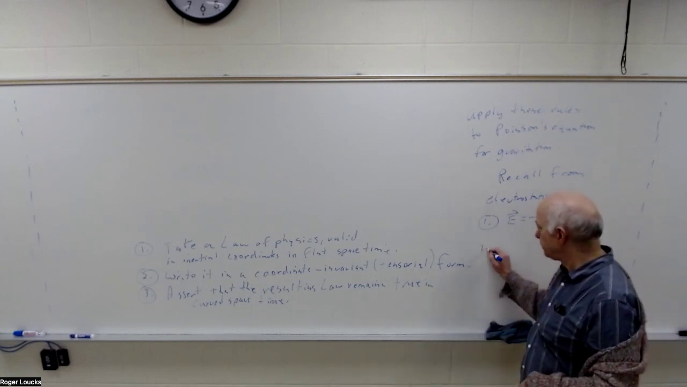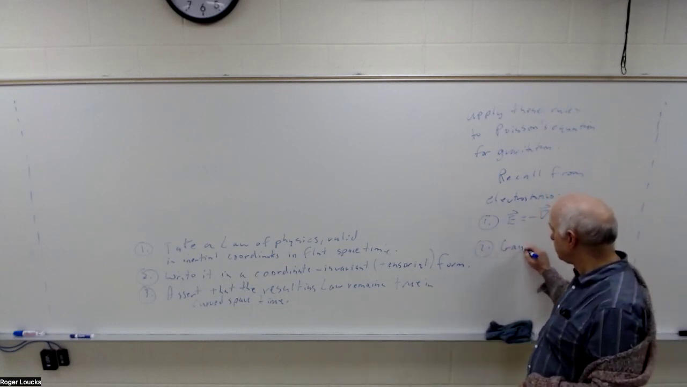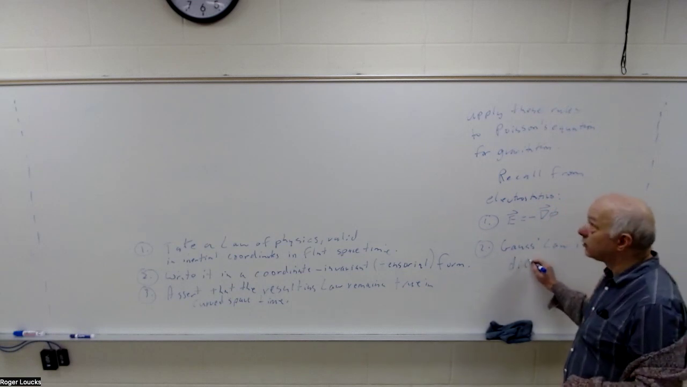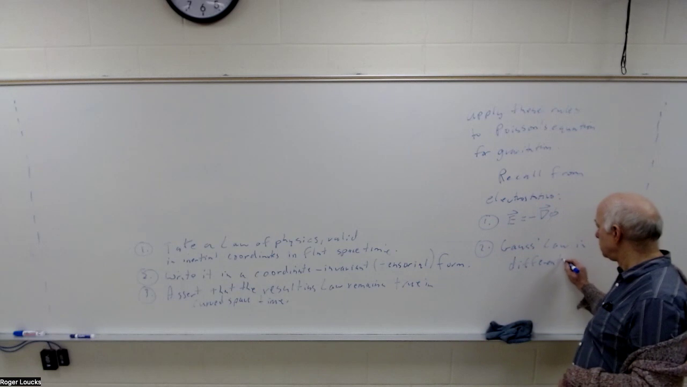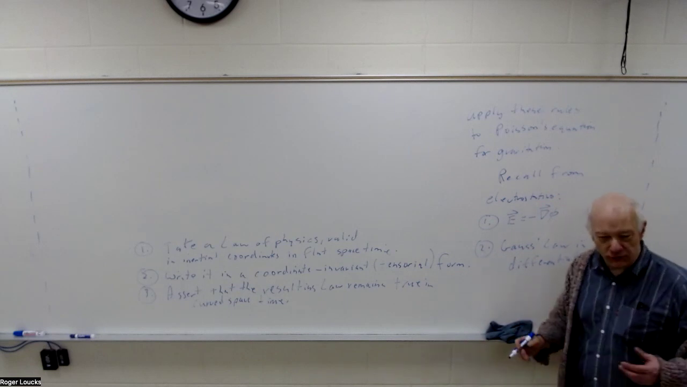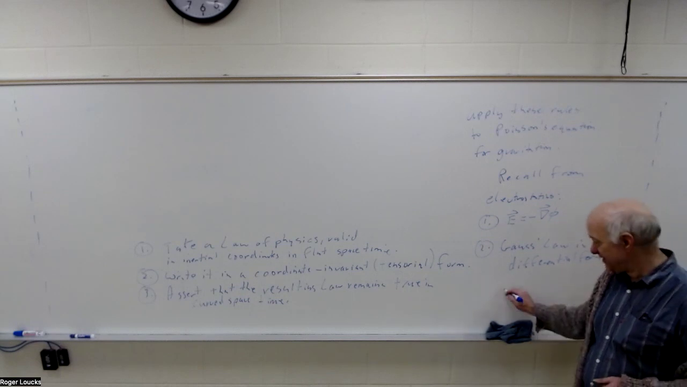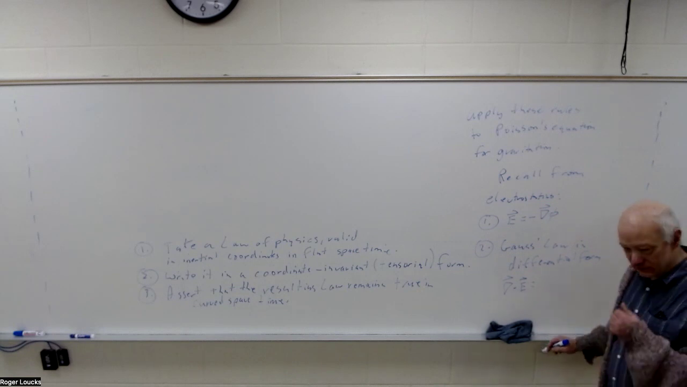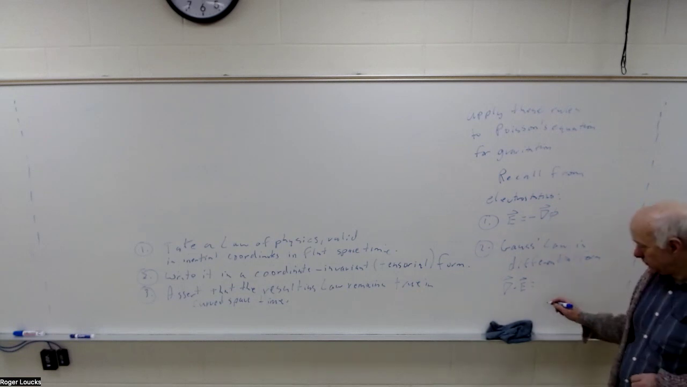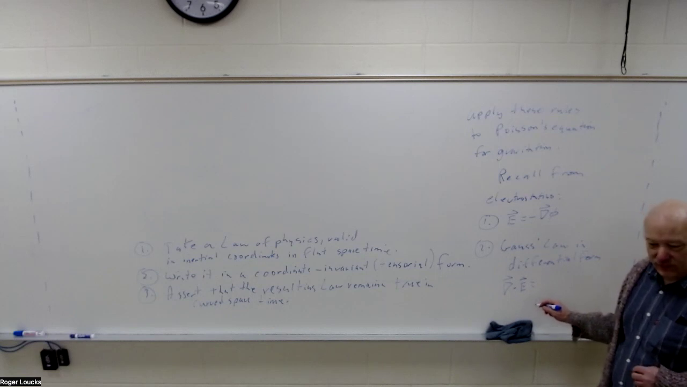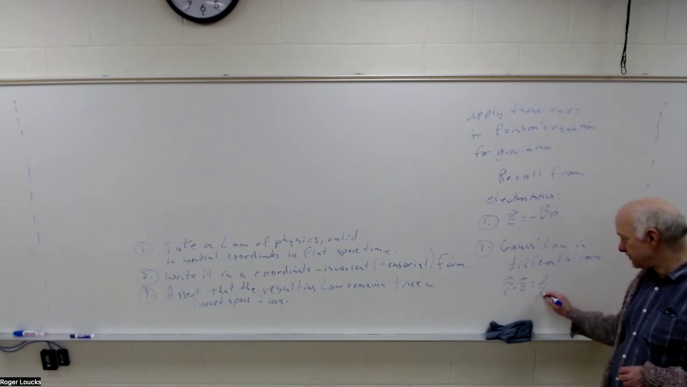Okay, and two, Gauss's law in differential form. What is Gauss's law in differential form? It's the divergence of E. The divergence of E equals minus the change of B with respect to time? No, that's the... it's rho over epsilon. Rho over epsilon, yes.